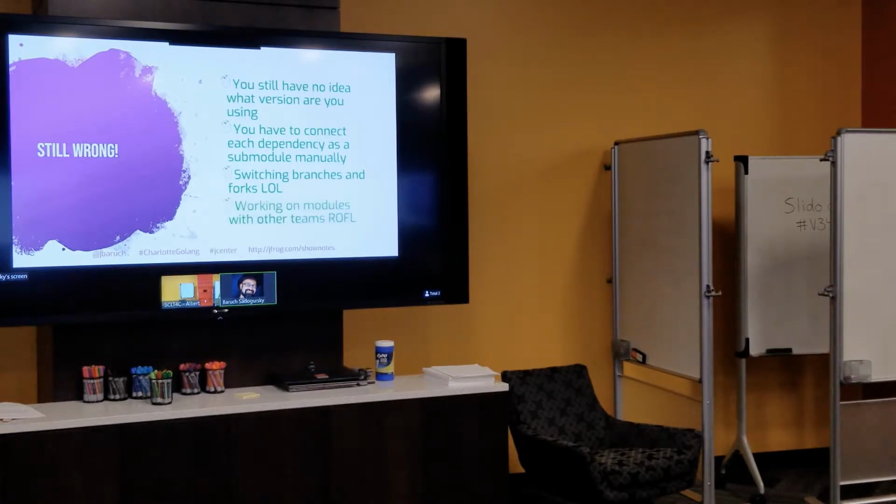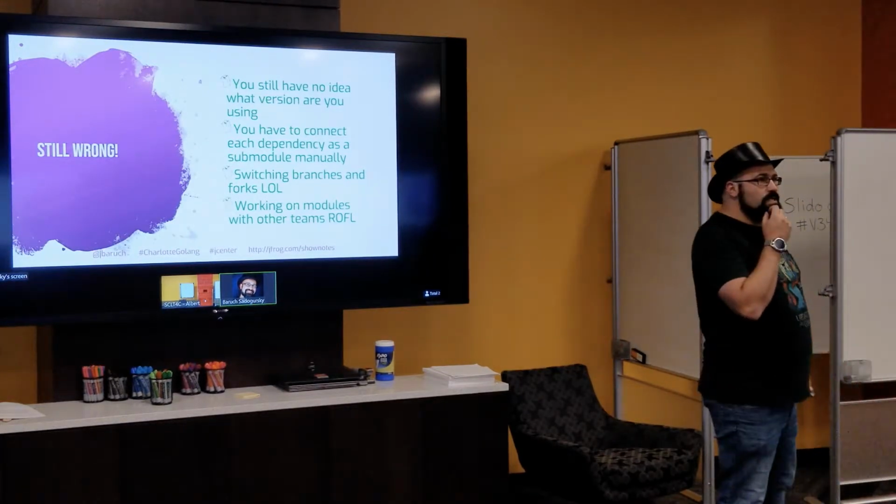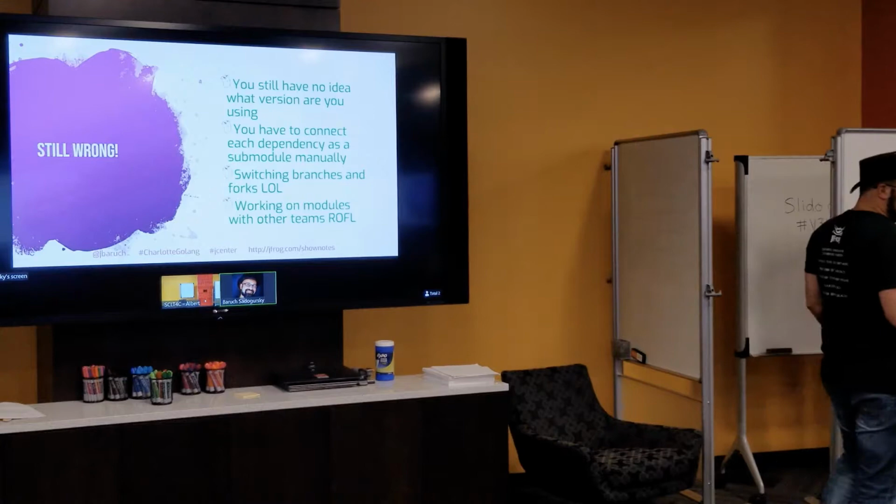Switching branches, and obviously working on modules with other teams when your repository is a submodule for them and their repository is a submodule for you. That invites a lot of fun in Git. So basically, this also sucks, and it looks like there is no easy way.